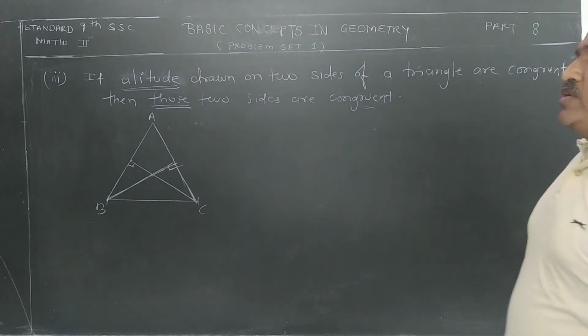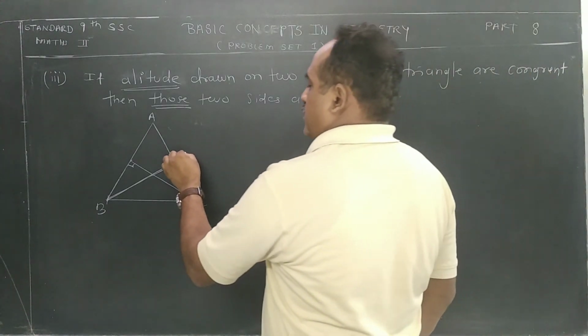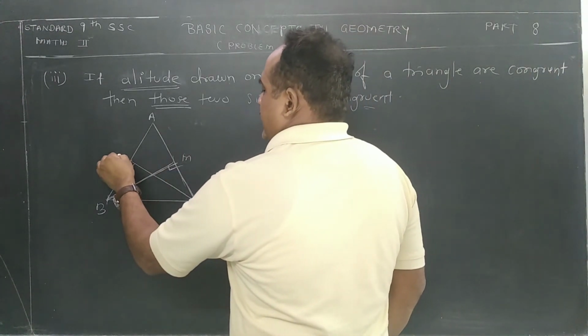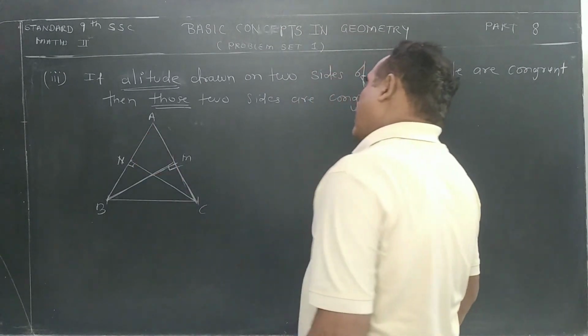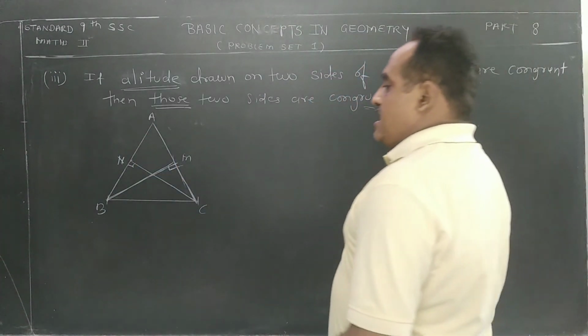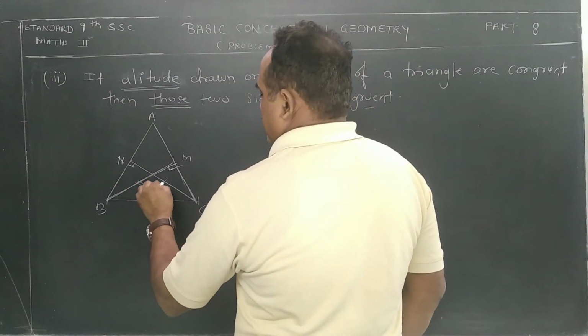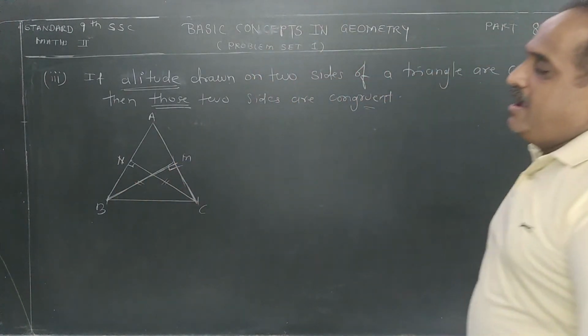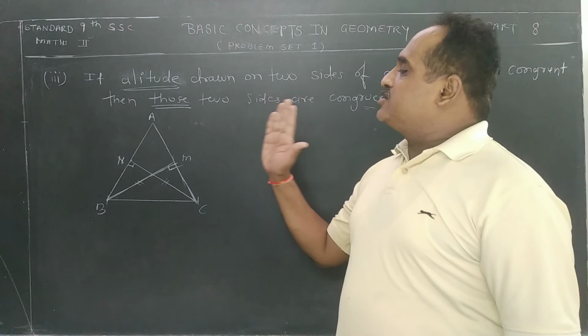You got it? So we are going to give the statement as what? BM and CN are what? Altitudes. And these altitudes, which one? BM is equal to CN. And we have to prove that AB is congruent to AC.